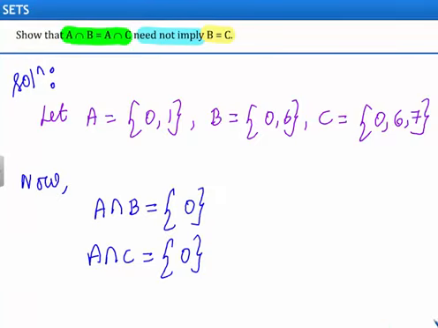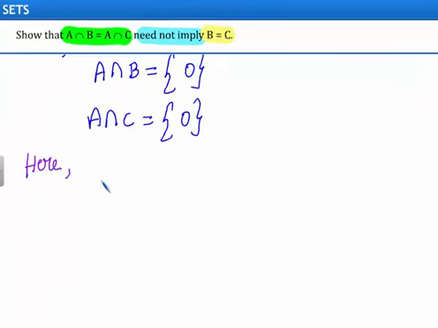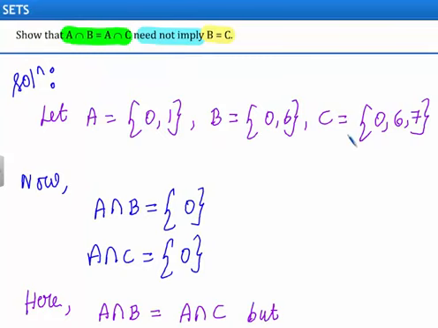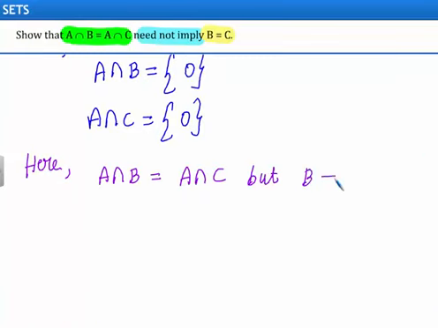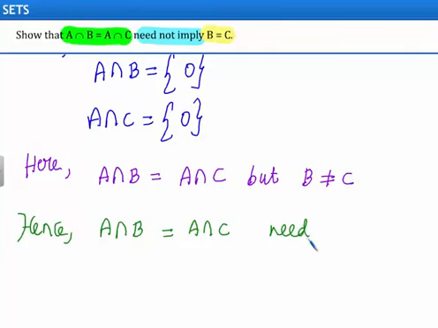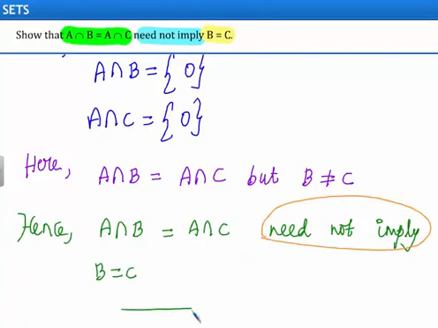So here A intersection B is equal to A intersection C. But we can say that set B is not equal to set C. Hence, we can conclude that A intersection B is equal to A intersection C need not imply B is equal to C. This completes the solution.